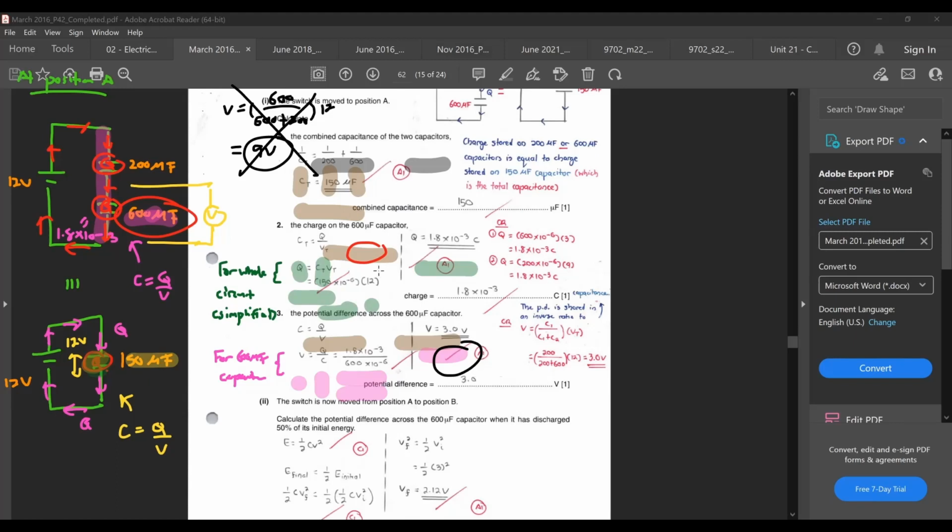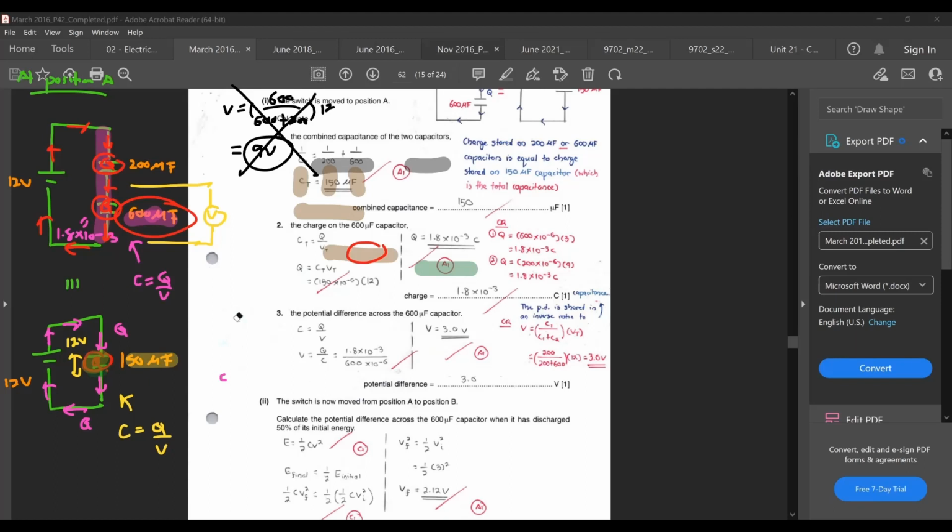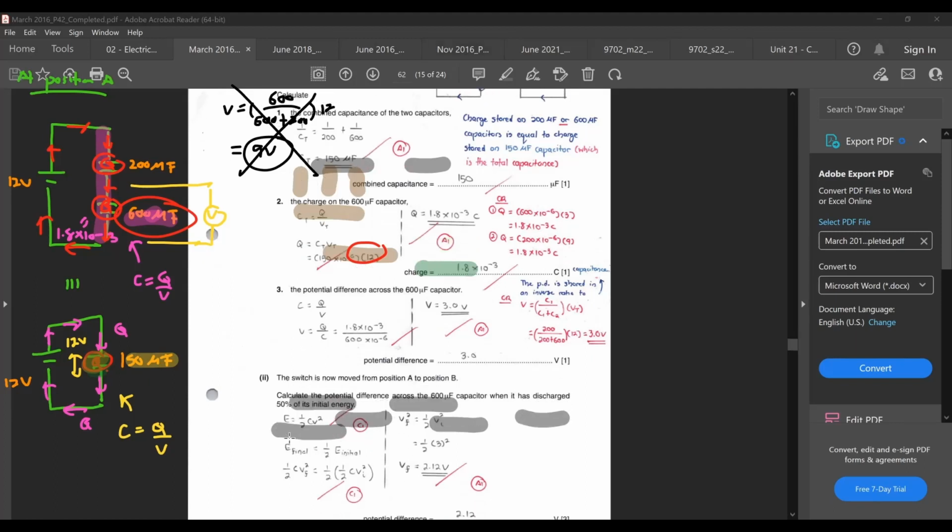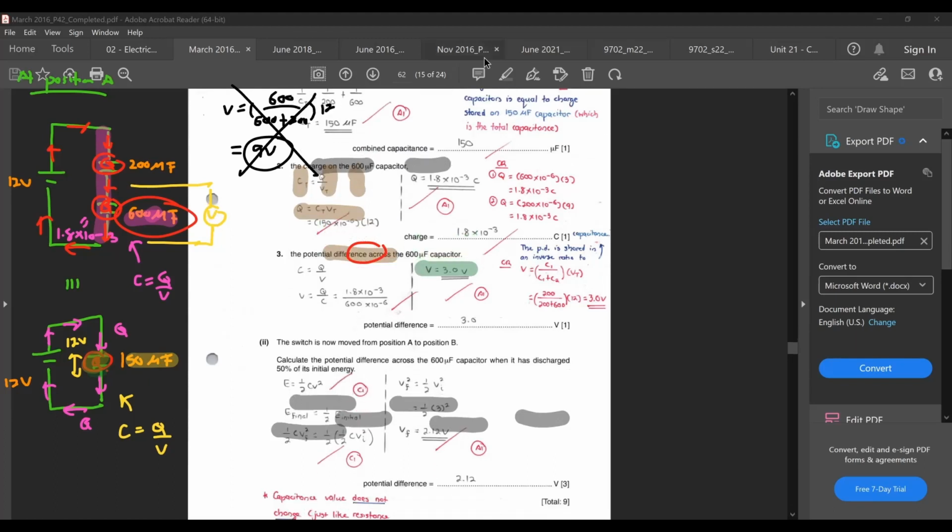Okay, now if you move on to number 2, the switch is now moved to position B. Just let me erase all this stuff here. Your switch is now moved to position B. Calculate the potential difference across the 600 microfarad capacitor when it has discharged 50% of its initial energy. Okay, so this one I'll just show you a ratio method here for the workings.